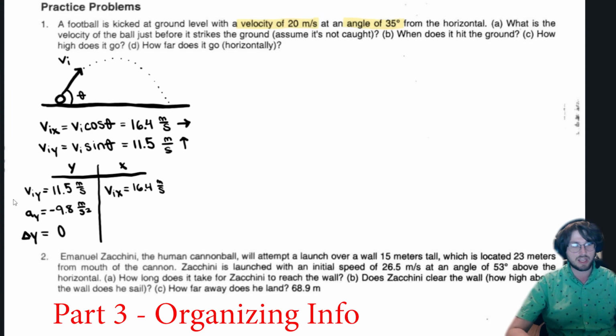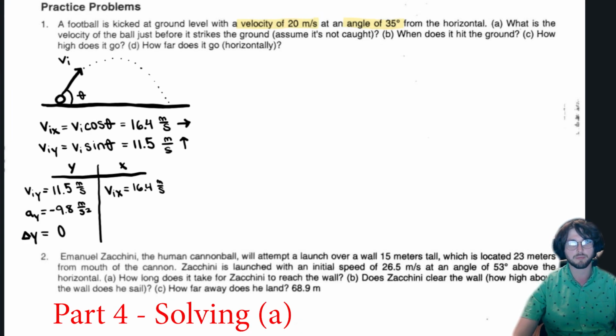So once you've hit 3 pieces of information in a column, just go ahead and stop there and get started on the problem. So let's jump right into that. So part A over here is asking us to figure out what the velocity of the ball just before it strikes the ground is.